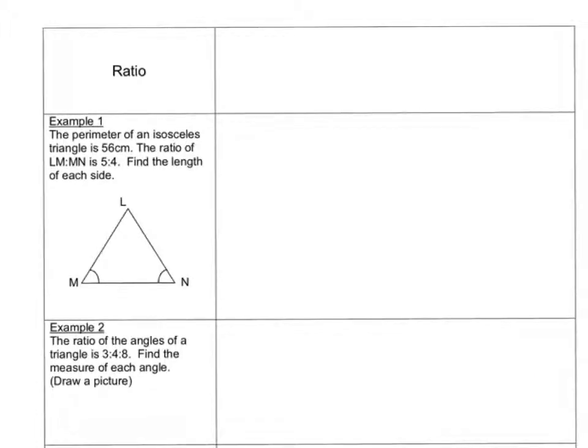So we're going to start today looking at the definition of ratio. Here's what I'd like you to write in this spot. A ratio is a relationship. It's a relationship that compares two quantities.